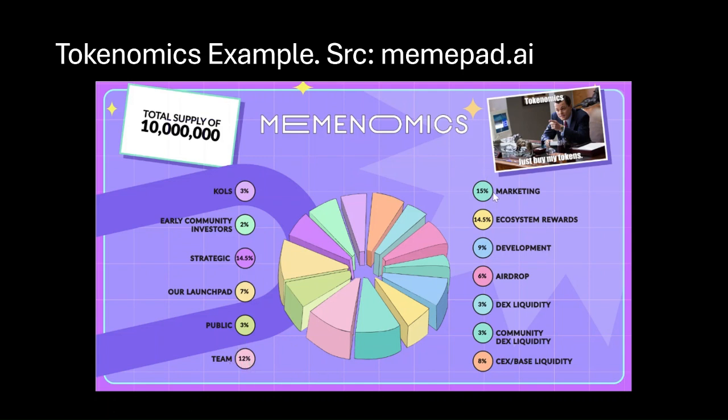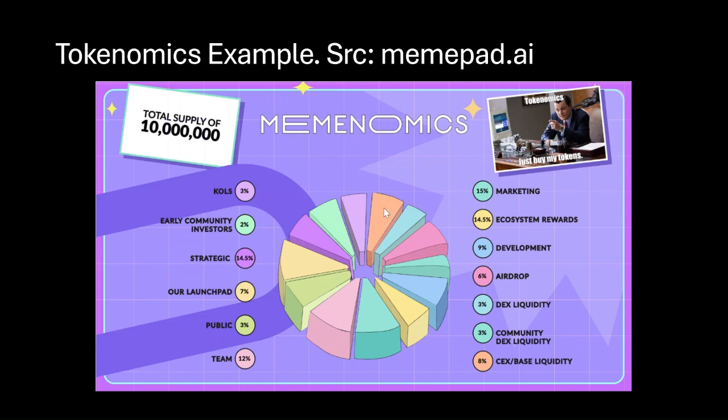That's fair. Marketing 15%, 14.5% ecosystem rewards, 9% development, 6% airdrop. Airdrop is also a marketing event. 3% DEX liquidity, so decentralized exchange liquidity, 3% community DEX liquidity, 8% CEX, that's centralized exchange or base liquidity.